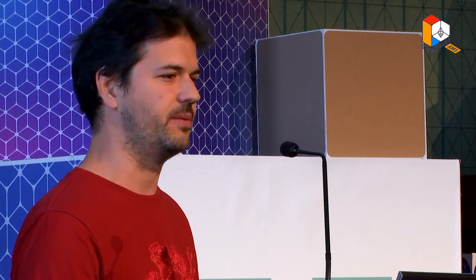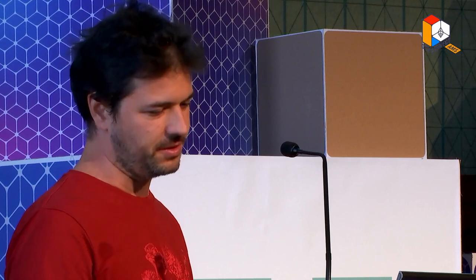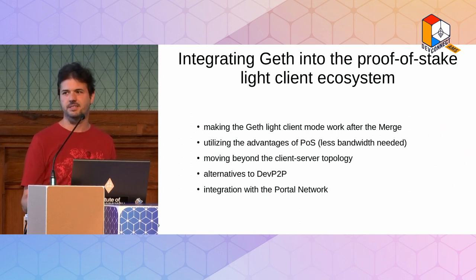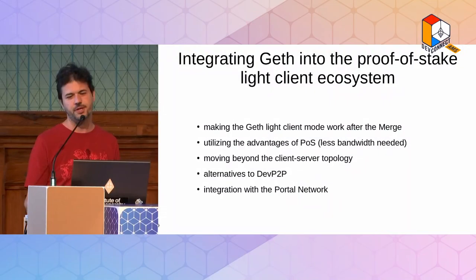Talk about where I am planning to take the Go Ethereum Lite client, how I want to integrate it into this new E2 beacon chain proof of stake ecosystem. So what we have right now is this ancient, still experimental LES protocol in Geth that works with proof of work, and obviously this needs to be changed now. I have short-term and longer-term plans about this.